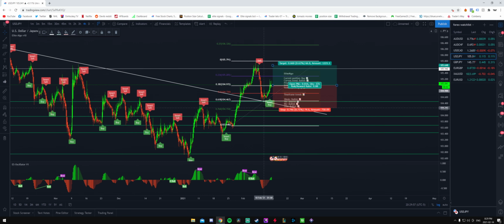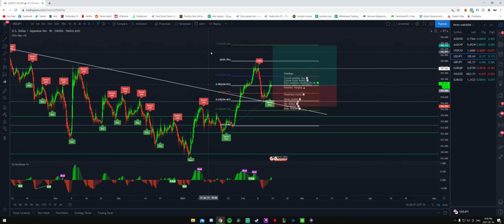Your stop loss would be slightly underneath the trend line and the support. And then your take profit would look probably either up here or up here at a 2-to-1 ratio.